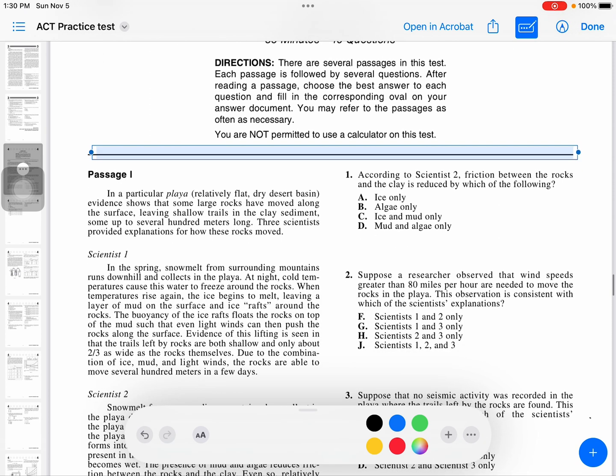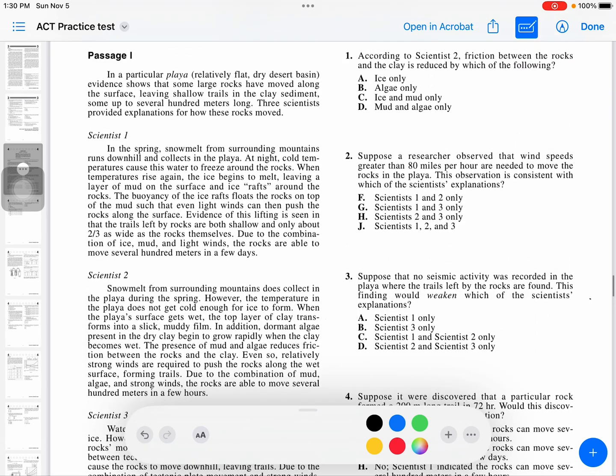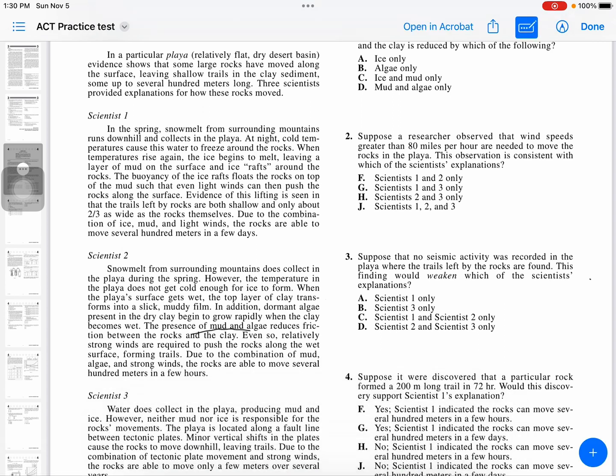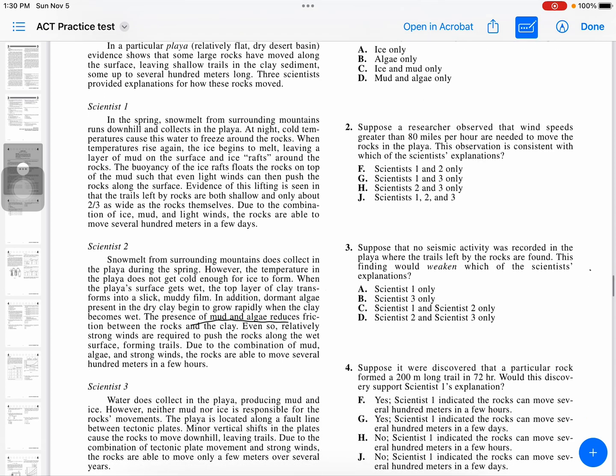According to scientist 2, friction between the rocks and the clay is reduced at which of the following? Let's look down here at scientist 2. Friction between the rocks and the clay. Looking for the word friction. Presence of mud and clay, and the algae reduces friction. The presence of the mud and the clay reduces friction. Mud and algae.